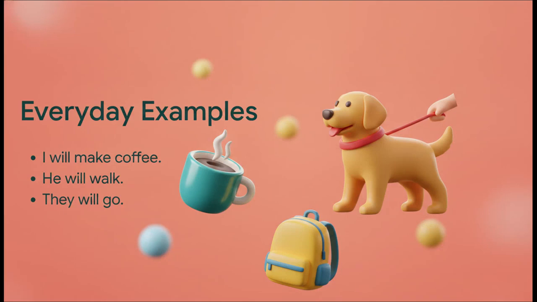Read these with me. I will make coffee. He will walk his dog. The students will go to school. Notice the pattern there? The word will goes right before the action word, the verb: make, walk, go. They stay exactly in their normal base form. It really is that easy.